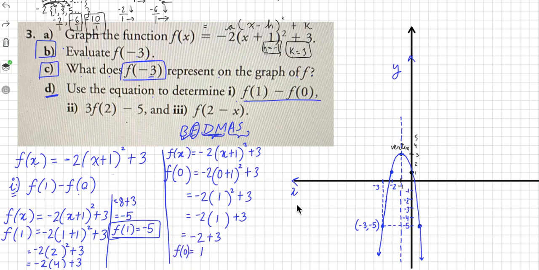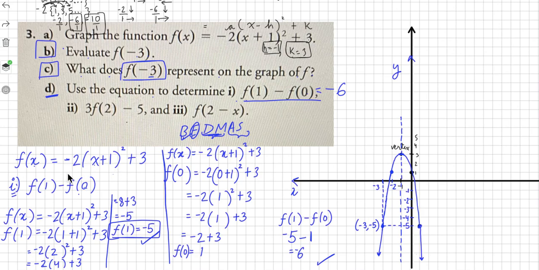In the question, they're saying we need to solve f of 1 minus f of 0. First of all, what is f of 1? Negative 5. So replace f of 1 with negative 5, minus f of 0, which is 1. And we can solve this. Negative 5 minus 1 is negative 6. So this is the answer. For f of 1 minus f of 0, this will be negative 6. We are done with this part. I hope you understand it. If there is any doubt, let me know.